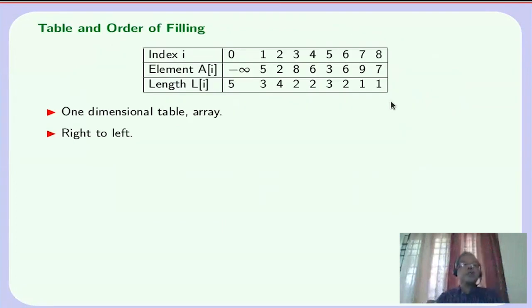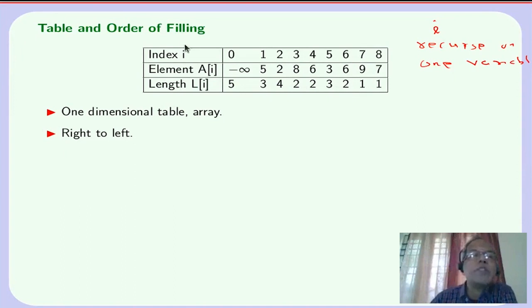And let's come to the next step of the problem solving. Table and order of filling. Since we recurse on only one variable I, a 1D table is enough. This is all the table we need.